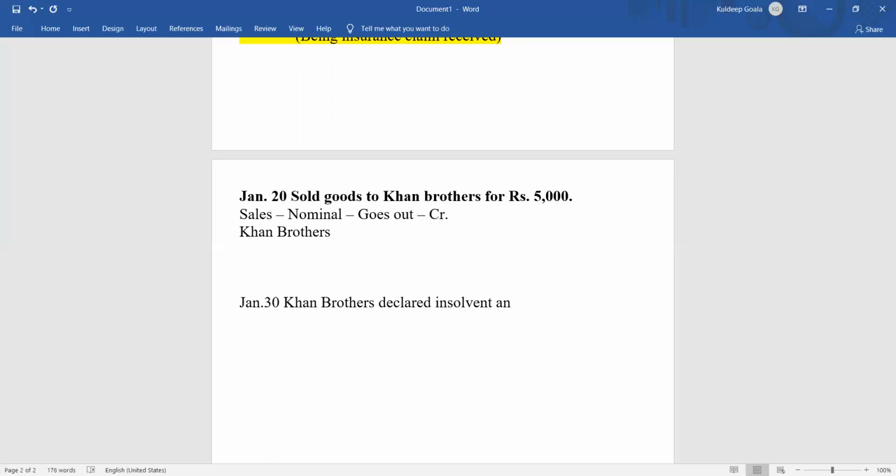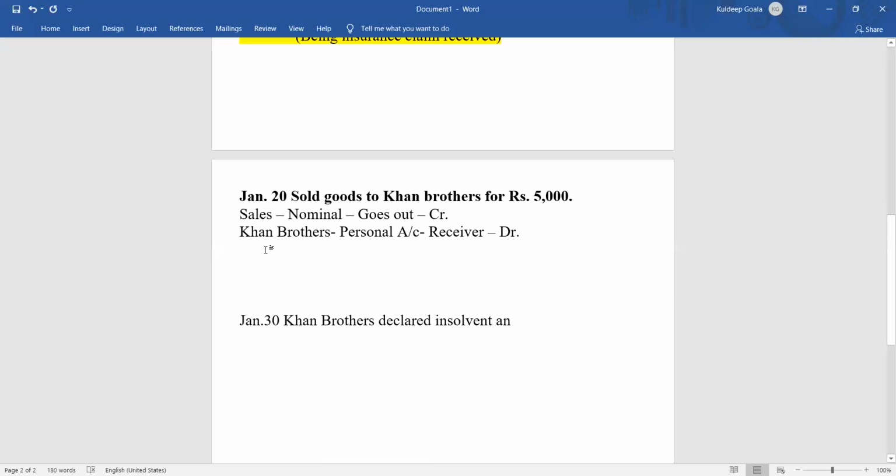Well, that's credit. And then Khan Brothers, we know it's a personal account, it's the name of a business. With a personal account, debit the receiver, credit the giver. So we are selling goods to Khan Brothers, so he is the receiver here, right? You know that the receiver will be debit.